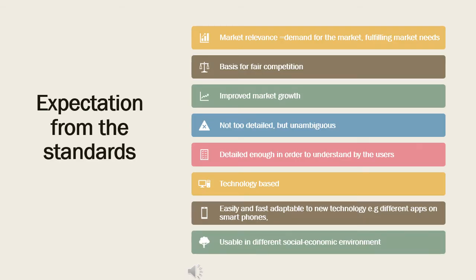When a standard is being designed, the following is expected to come out of it. Number one, market relevance. The standard should make sure that the product that will be produced, when it is used, will be able to meet the needs of the consumers or the users of the product, and it should not discourage people from consuming that product, maybe if it makes it too expensive for the local people to afford it.